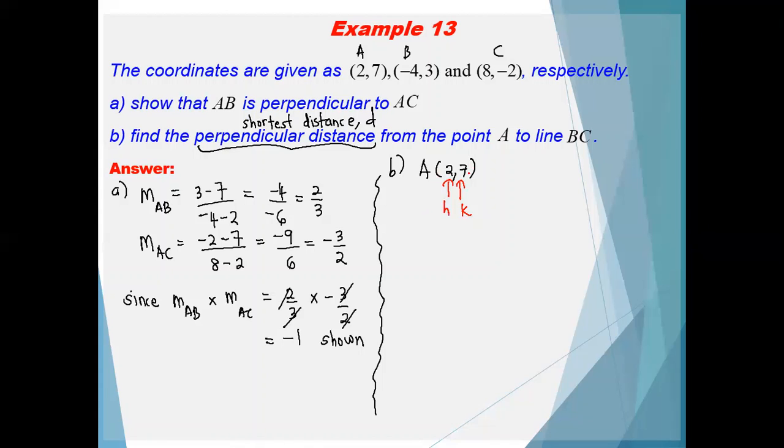So what is the line BC? You kena cari dulu what is the line BC. Okay, macam mana nak cari? You kena cari what is the gradient of BC. So gradient of BC is -2 minus 3 over 8 minus -4, so plus 4. So you got -5 over 12. Okay, so line BC is Y minus, okay, sama ada yang ambil point A, B atau C. So saya nak ambil point B lah. Y minus 3 equal to -5 over 12 x minus -4, so plus 4.